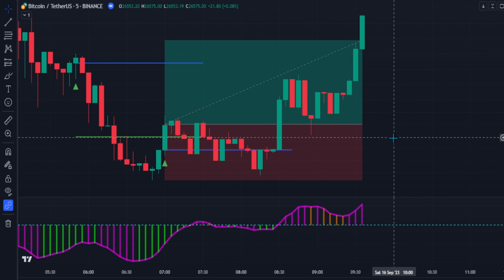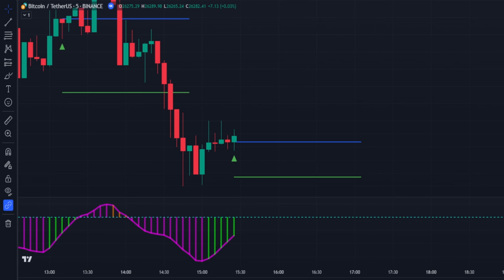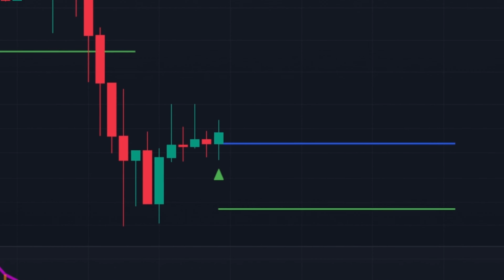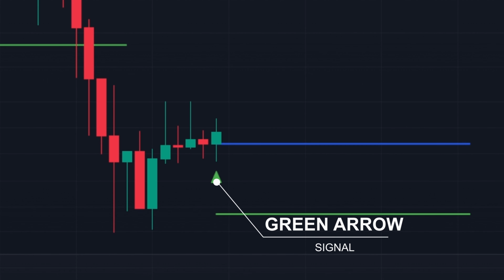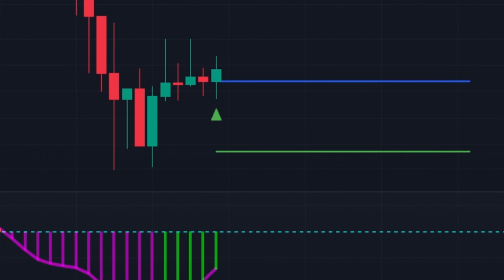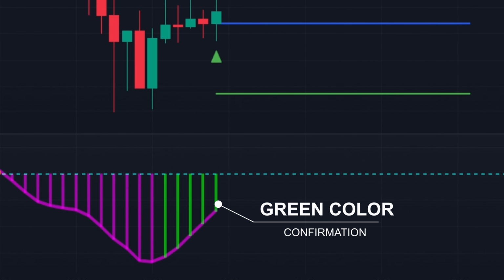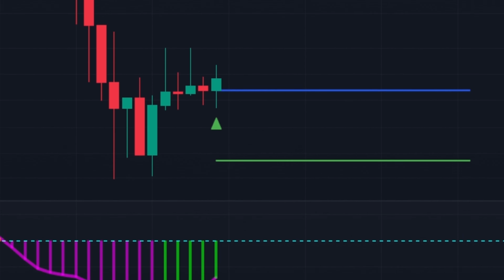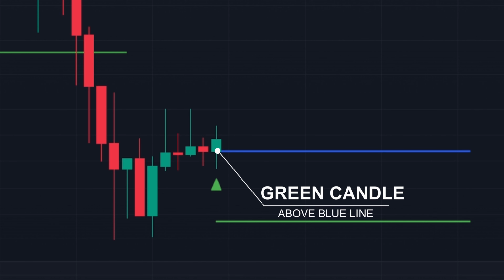As you can see, that's profitable. Let's try that one more time. Here we can see that we have a green arrow. Next, the reverse EMA is in green color. After that, the candle is above the blue line. And lastly, it is a green candle.